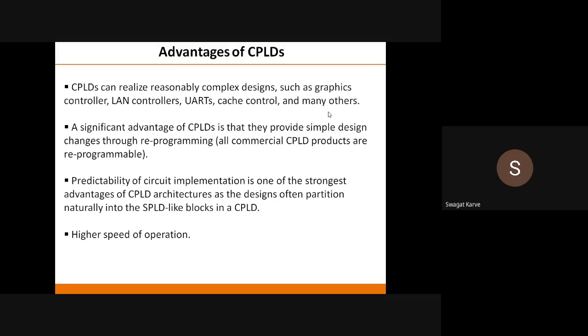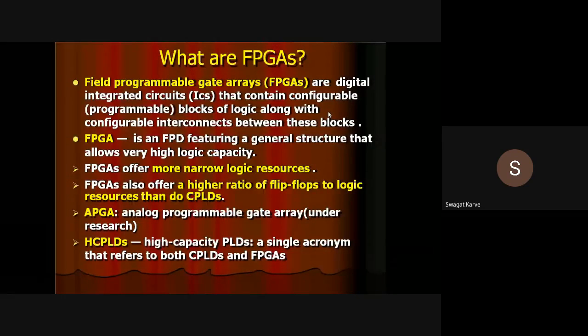Okay, so this is about the CPLD. Now we will talk about FPGAs. Okay, so the next category of integrated circuit is the FPGA. So what is this FPGA? That is the field programmable gate array. Okay, FPGA is nothing but field programmable gate array. Okay, now what is this? These FPGAs are digital integrated circuits, or you can say ICs, that contain configurable blocks of logic along with the configurable interconnects between these blocks.